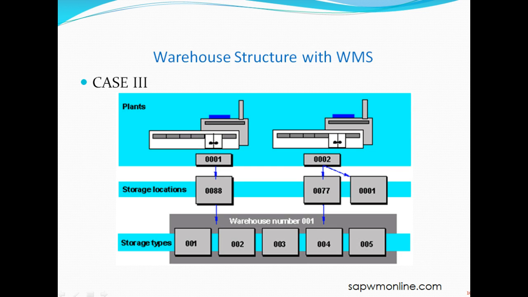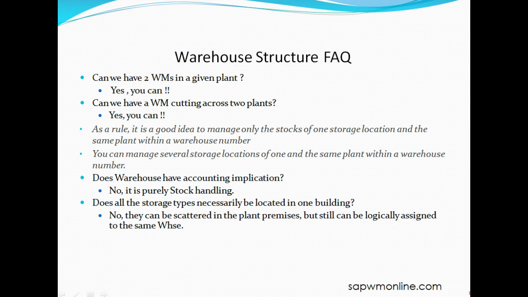There is another case which we can see, where two plants are linked to one warehouse, which is possible in SAP. So you have a huge warehouse which is sharing space for two plants. So two plants are stocking material in one warehouse. Can we have two warehouse management systems in a given plant? Yes, you can. What this means is one plant having two warehouses. Yes, this is possible. Of course, you will have to have individual storage locations pointing to each warehouse. So you have to have a unique plant, storage location and warehouse combination.